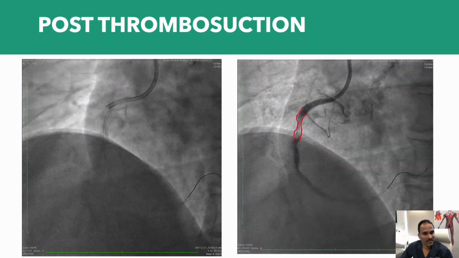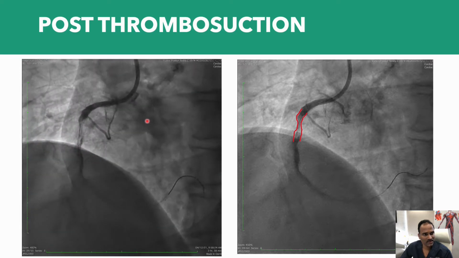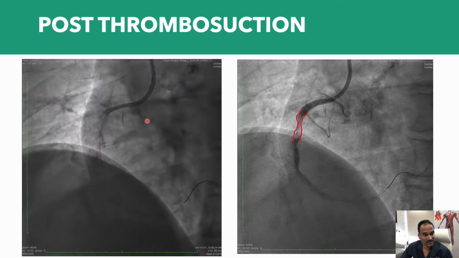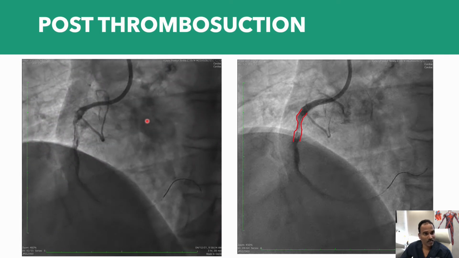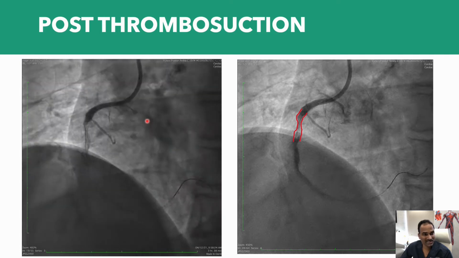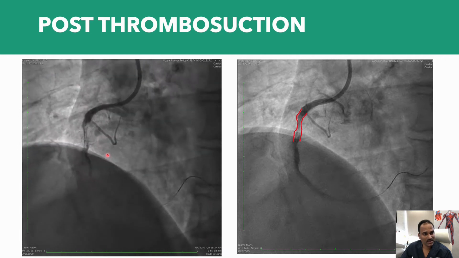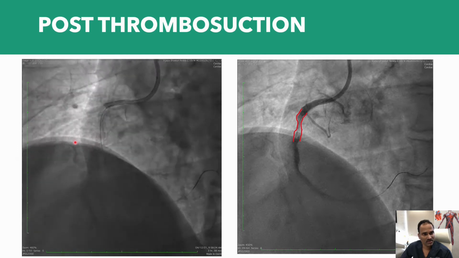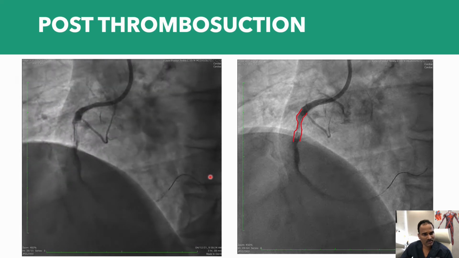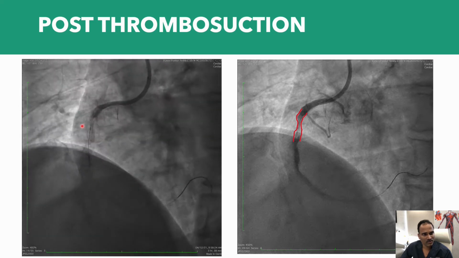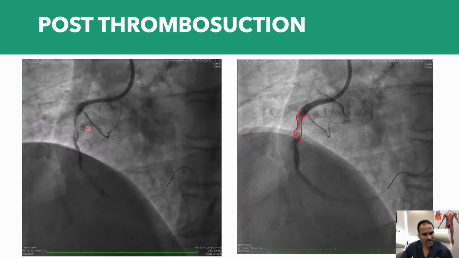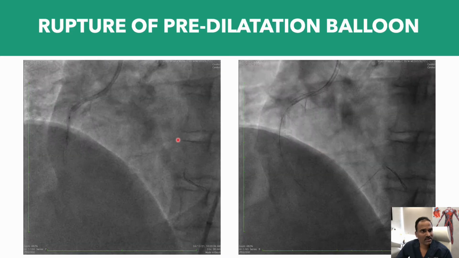So immediately we went ahead, we changed the guide to Amplatz left, and we wired the right coronary artery through the stent, and we made sure we were not through the struts. And then we did a thrombosuction. You can see after thrombosuction we got a good distal flow, and we can also make out the gross underexpansion of the stent here.